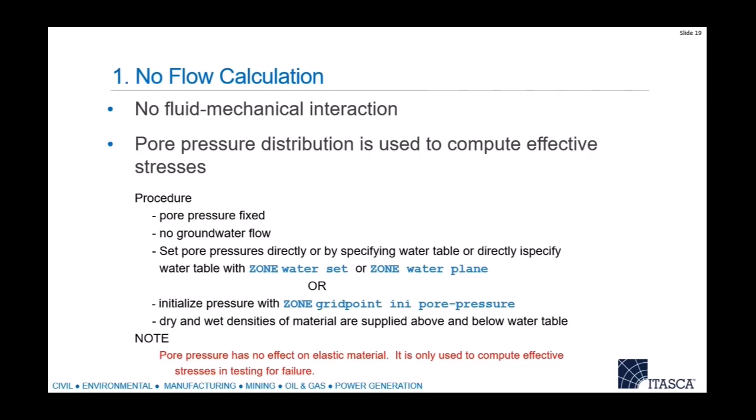If you config fluid, then FLAC2D is automatically going to calculate the adjustment to density due to the fluid, given the fluid density and the porosity of the material. It'll adjust wet density automatically. But it won't do that unless you config fluid. So for this option, all we're doing is setting a pore pressure field and we're not configuring fluid. If you need to adjust density below the water table, you have to do it yourself.